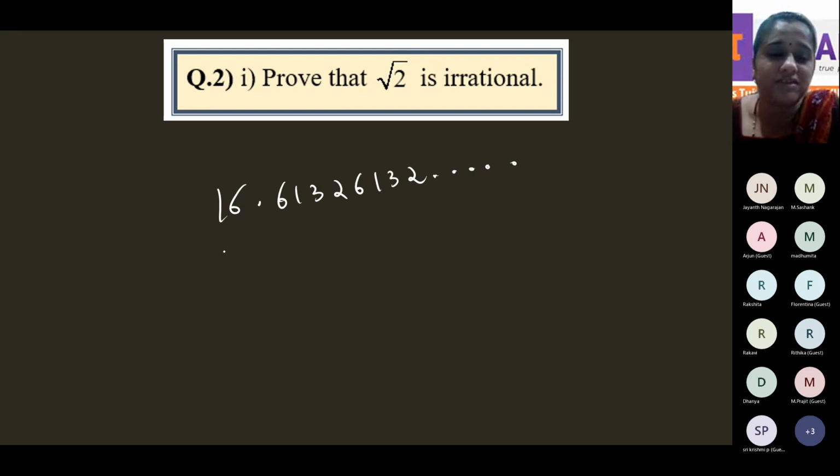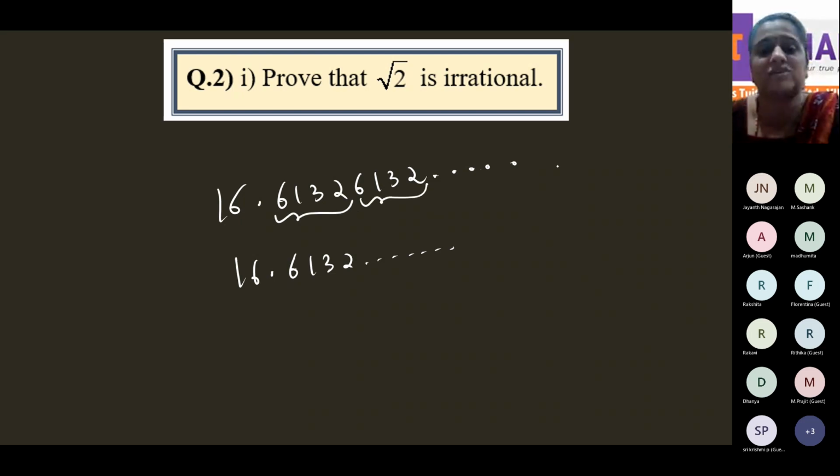Yeah, children. So I was telling you that you need to give an indication of which digit or which set of digits repeat. If you write 16.6132, it's not clear which digit or which set of digits repeat themselves. So you need to write that set at least once like this and then place the dots. So here it's clear that 6132 keeps repeating. Don't place the bar and the dots.